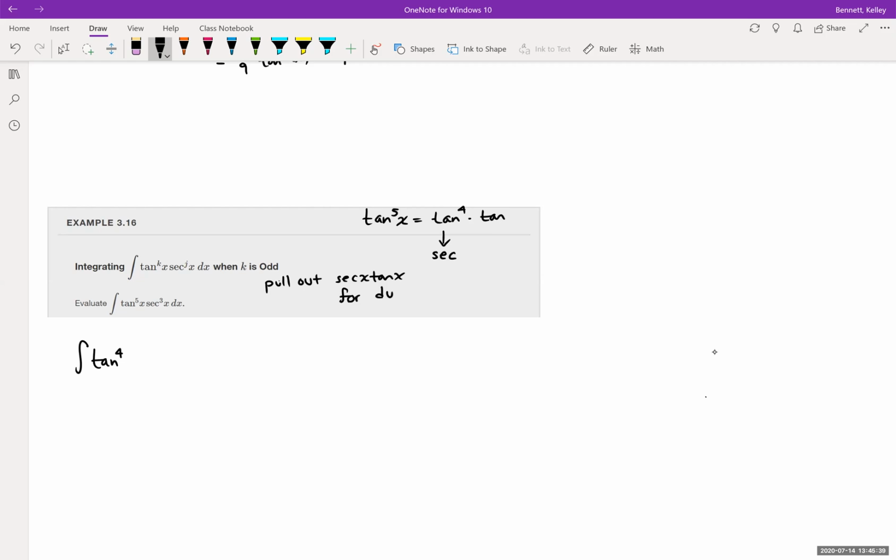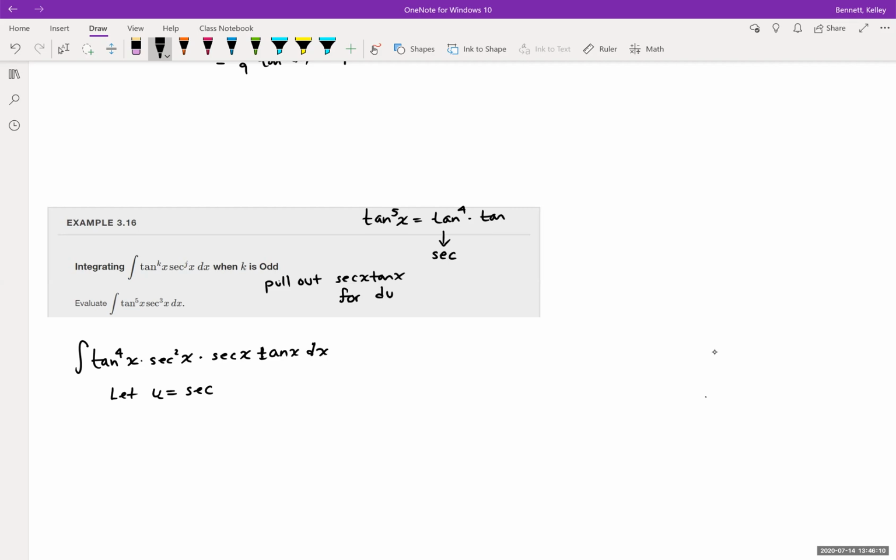tangent to the 4th times, oh, I need an x, huh? Times secant squared, right? So I just pulled one from each. So I went from 5 to 4 on tangent, and from secant, I went from 3 to 2. And then I take those leftover guys and I say, okay, you'll be over here hanging out with dx. So I have then secant tangent dx.